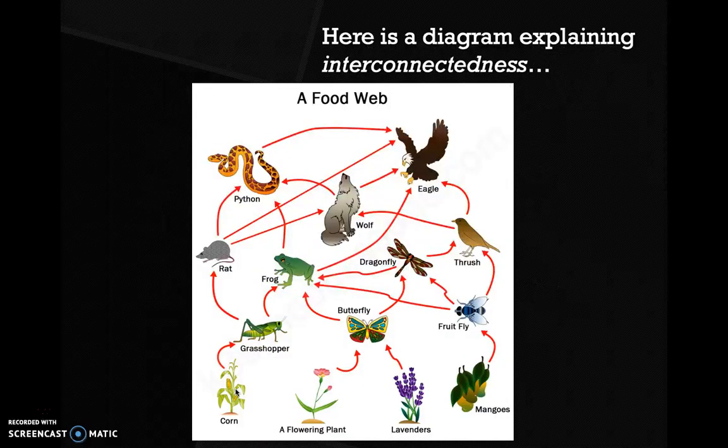In science, you might have looked at something like this, the food web, the interactions and relationships between different organisms. You've got how the butterfly interacts with lavender, and the frog eats the butterfly and the python eats the frog. But we're looking at how different organisms interact with one another in the art world, in an art sense.